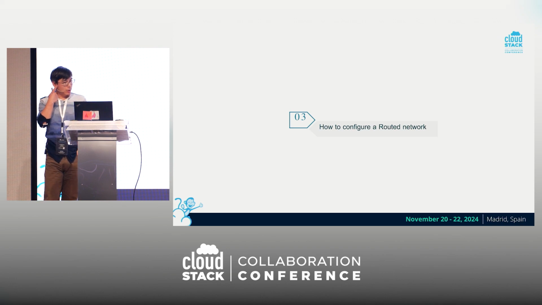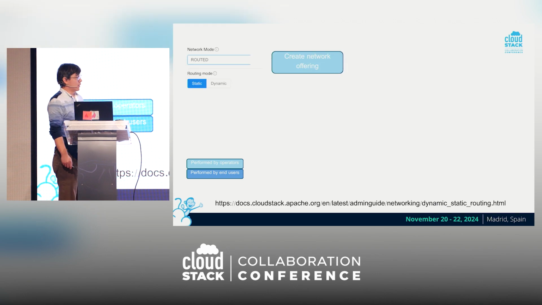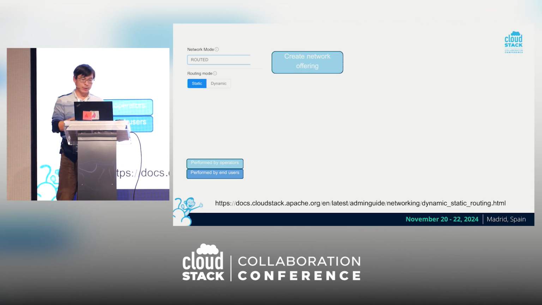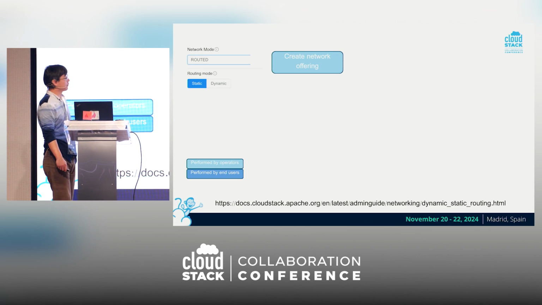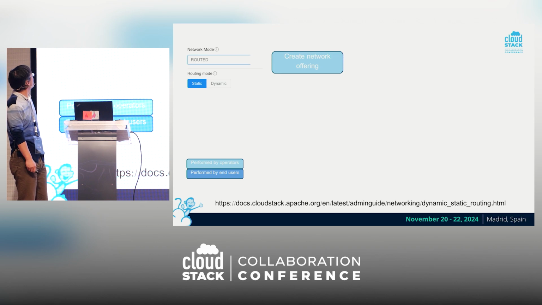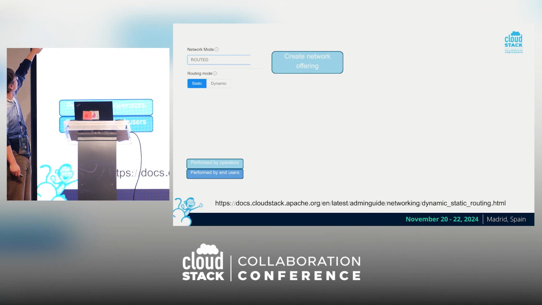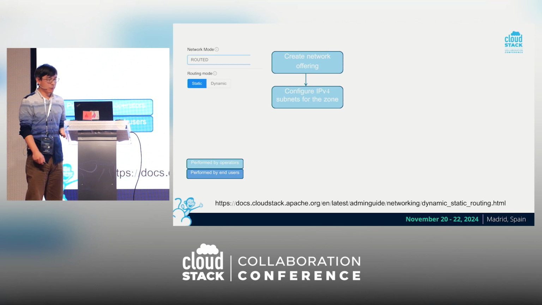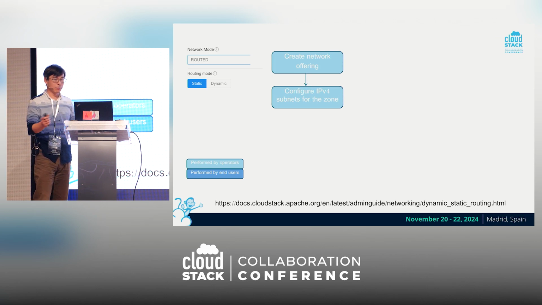Next section is how to configure a routed network. The first step is that the operator needs to create a network offering. We have two new fields. The network mode has two options, native mode and routed mode. If the network mode is routed, there are two options: static routing and dynamic routing. Then the operator needs to add the IPv4 subnet, which can be configured for each zone.